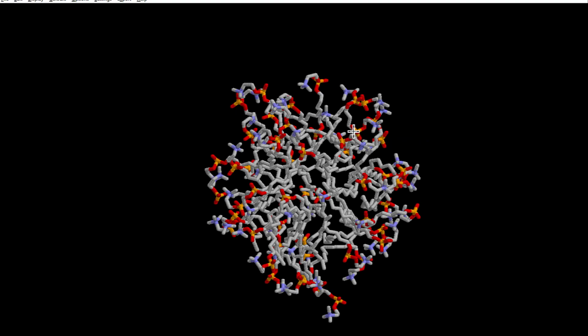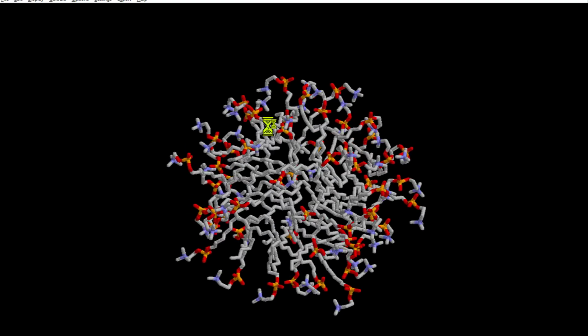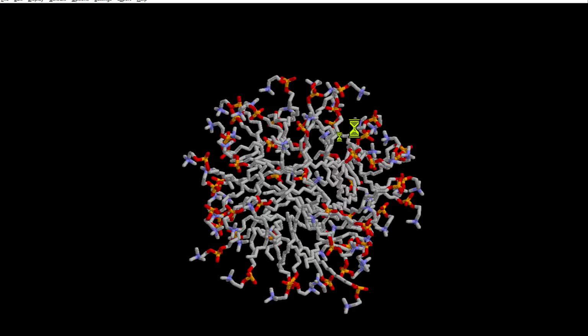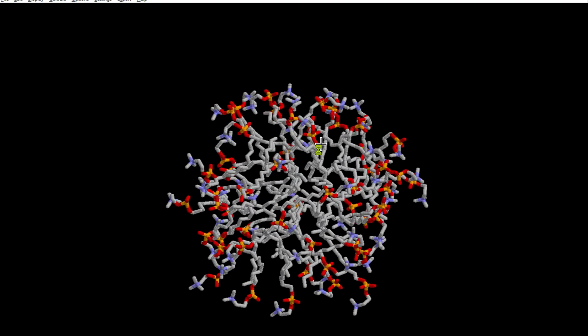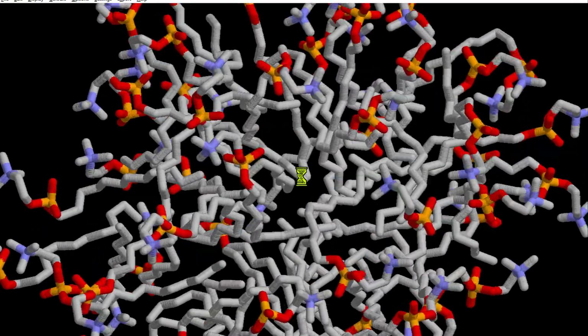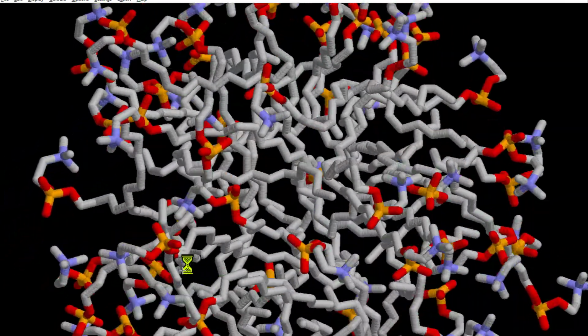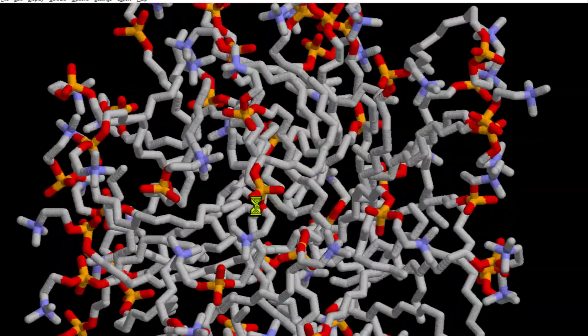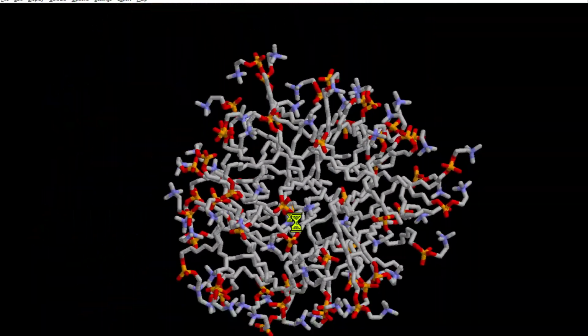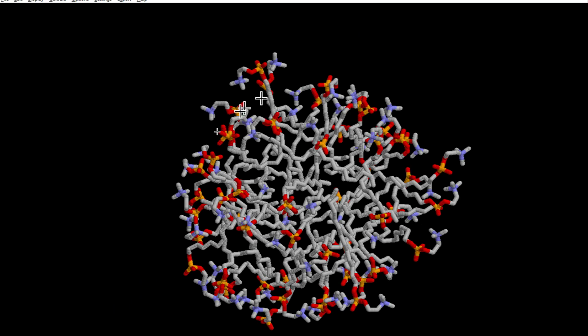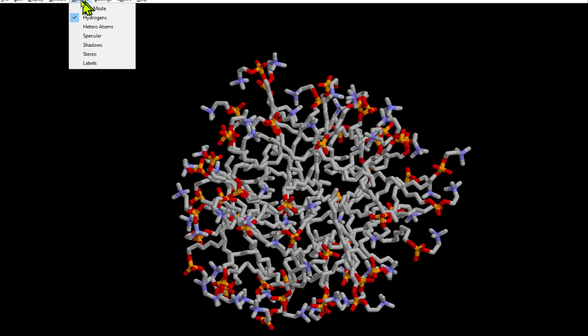So here's a micelle, and this is, I think, a choline at the end of the phospholipid. Let's see if I can zoom in here to see just one in isolation. But what you see is, in this structure, the polar portions are all on the outside, and the inner portion of this structure contains all the nonpolar parts. You can actually, in this type of file, include water molecules and either show them or not show them.